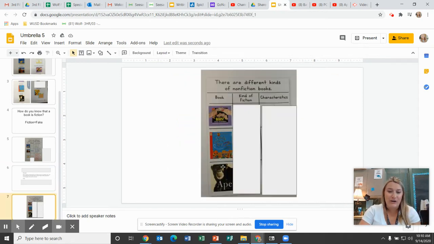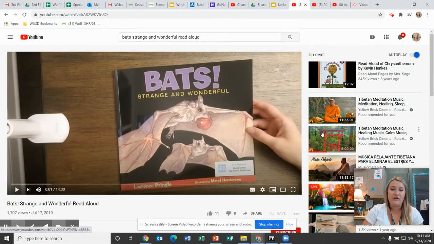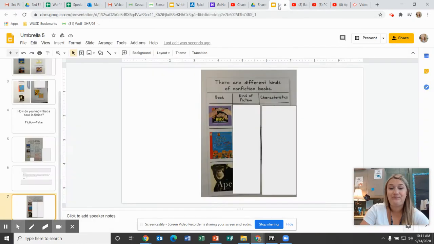So here are the three books we're going to go over today, and I hope that you can see them. Okay. We have Bats, we have Nobody Owns the Sky, and Ape. These are all nonfiction books, not fake books. Here is our first one called Bats. What do you notice about this cover? I notice that the bats have an apple in their mouth and that they're flying through a dark sky.